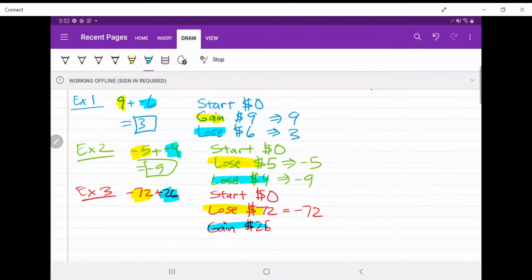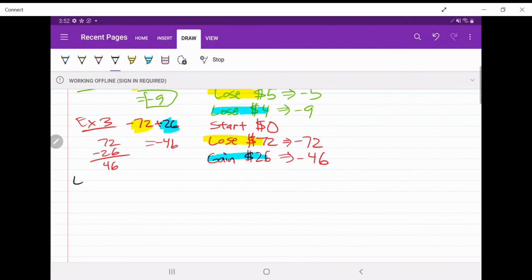So we lost a lot of money, but then we gained some of it back. We still owe money because we lost more than we gained. So 72 minus 26 is going to be 46. So we are now at losing $46. So we lost $72, but then we got some of it back with gaining $26. We still lost $46 in the end.